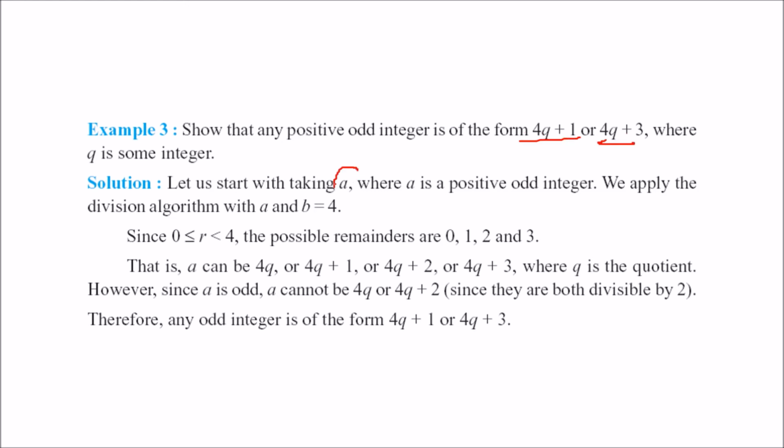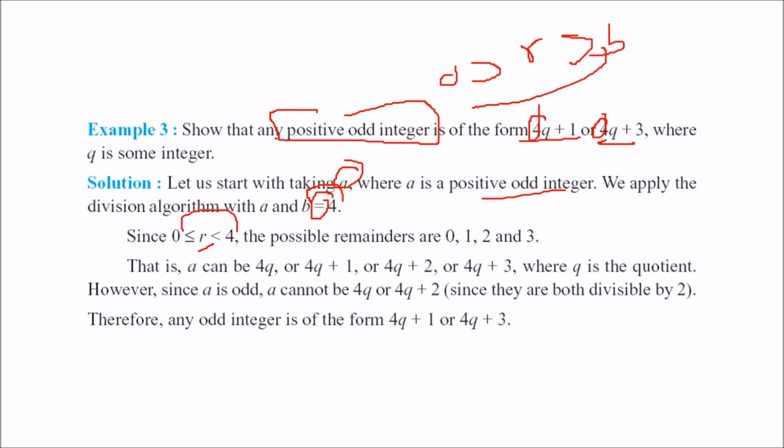Again, we take a as any positive integer, and we apply the division algorithm. Here we take b as 4, because 4 gives the direction to this number. So the remainder r has to be between 0 and 4. What are the possible remainders? 0, 1, 2, 3. So a can be 4q, 4q plus 1, 4q plus 2, 4q plus 3.